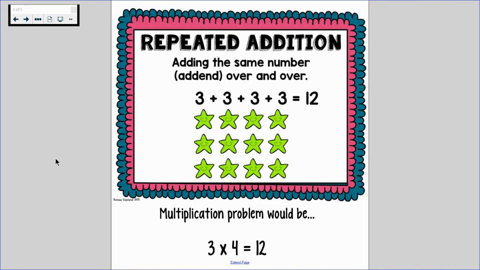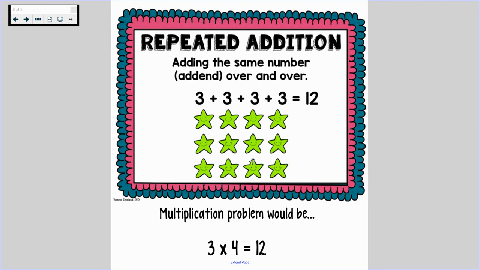So we're going to talk about repeated addition. Repeated addition is one of the first skills that we review when we move into our multiplication unit. Repeated addition is when we add the same number over and over. We call that number an add-in a lot through multiplication, but we're just adding that number over and over again so that they can build the skills to be able to multiply it.